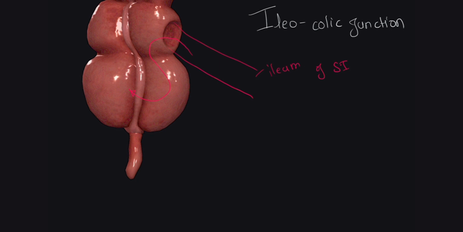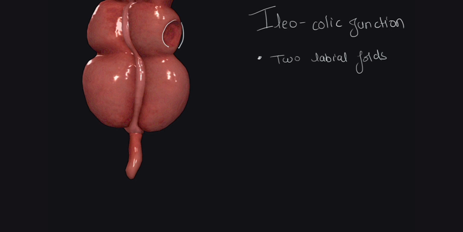Next thing we can observe is that the opening of the ileum, the ileocolic junction, is guarded by something known as labial folds. And these two labial folds are very apparent in the internal part of the ileocolic junction.